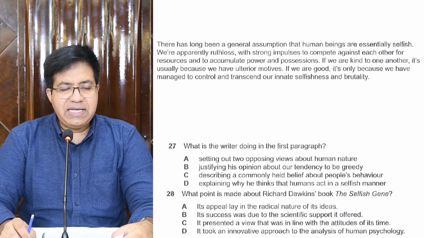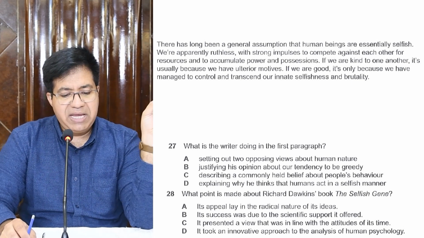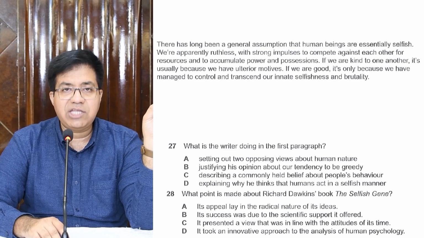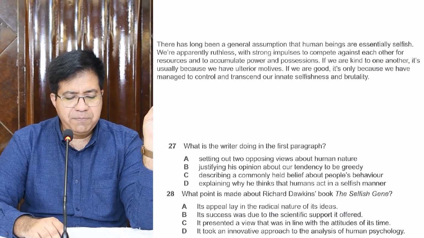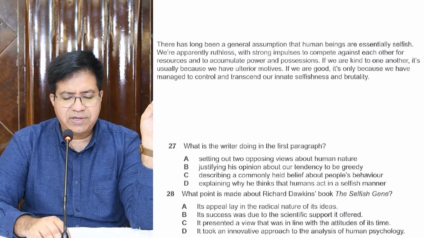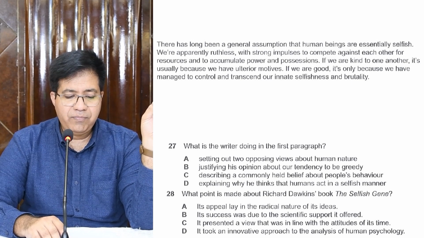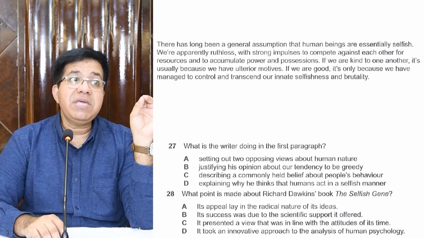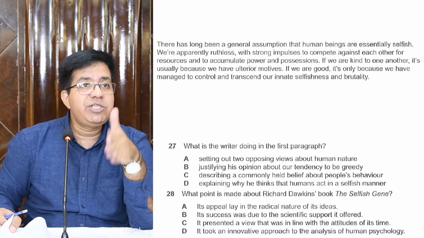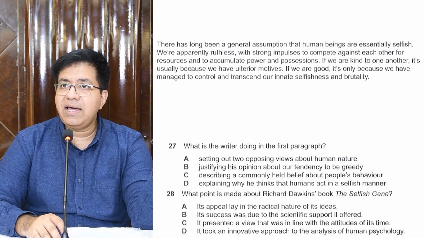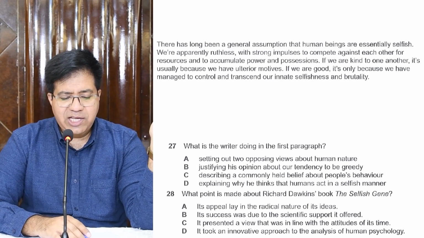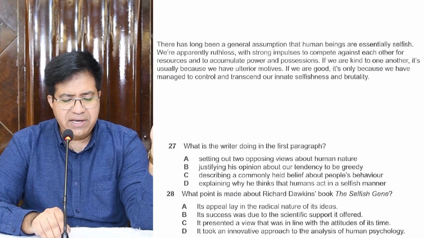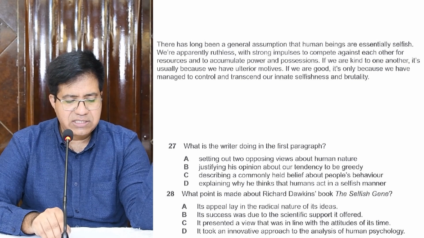Option A, setting out two opposing views about human nature. No. Option B, justifying his opinion about our tendency to be greedy. No. Option C, describing a commonly held belief about people's behavior. A commonly held belief is a general assumption. Correct answer is C. And option D, explaining why he thinks that humans act in a selfish manner. He's not explaining why he thinks it's like that.